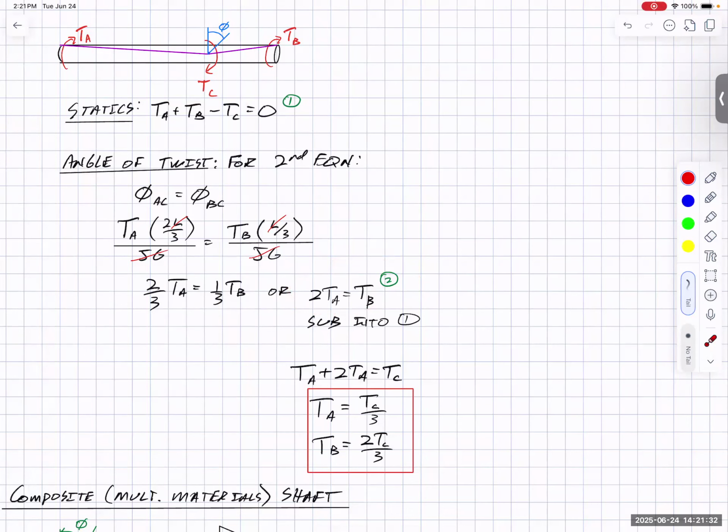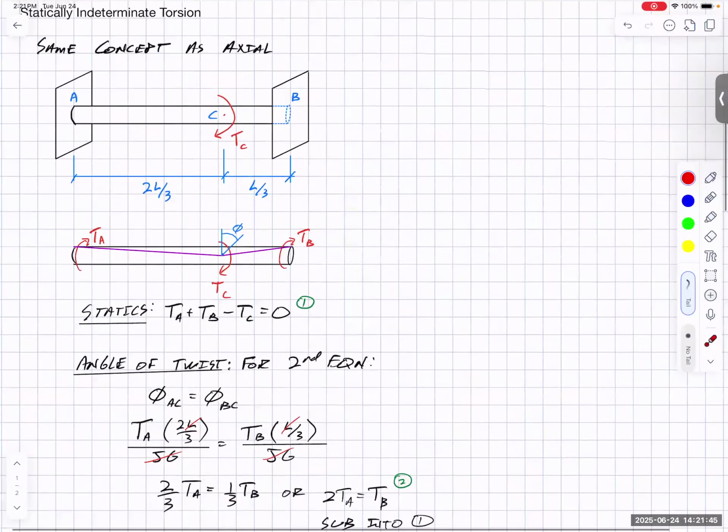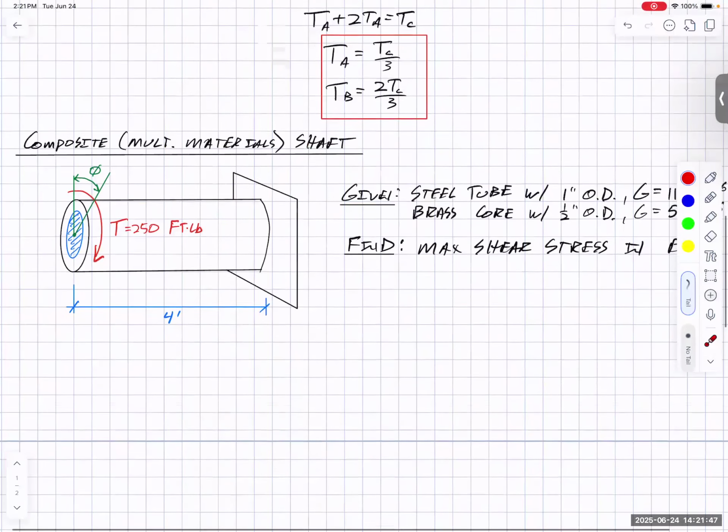Sub that into my equation 1, which is the statics, and I can solve, and I get TA is TC over 3, and TB is 2TC over 3. So that's how you do it if you had a single force in the middle of a pipe. This one is much more common.